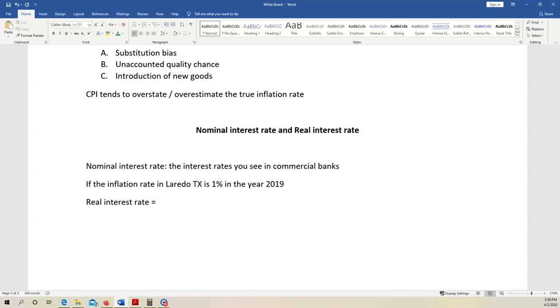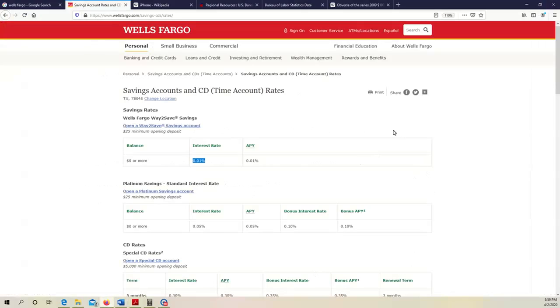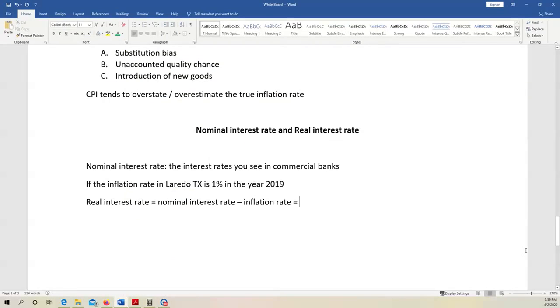There's a relationship among the three. So real interest rate equals nominal interest rate minus what? Inflation rate. In this case, for example, what's the nominal interest rate in Laredo, Texas for a basic savings account? 0.01%. Minus, what's the inflation rate? Suppose we assume the inflation rate in Laredo is 1%, right? So minus 1%.